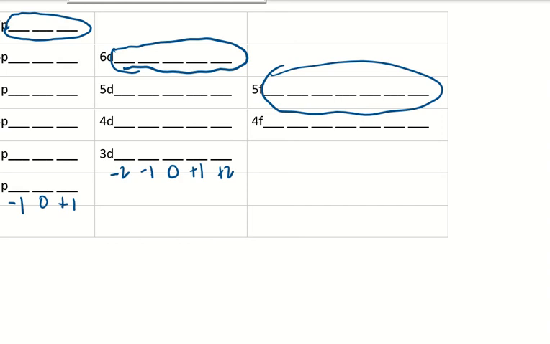Start in the middle: 0, positive 1, positive 2, positive 3. Go to the left: negative 1, negative 2, negative 3.